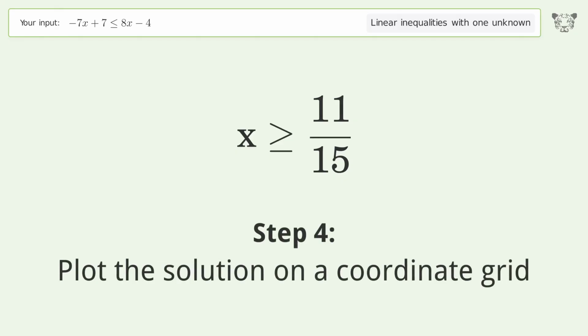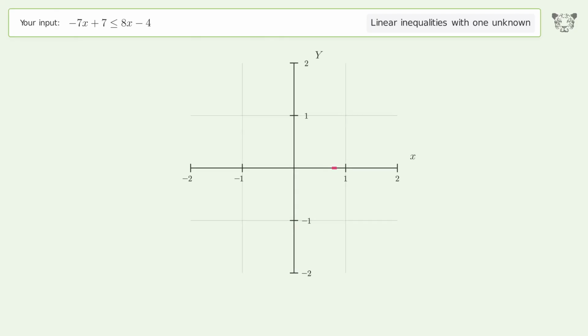Plot the solution on a coordinate grid. And so the final result is x equal or greater than 11 over 15.